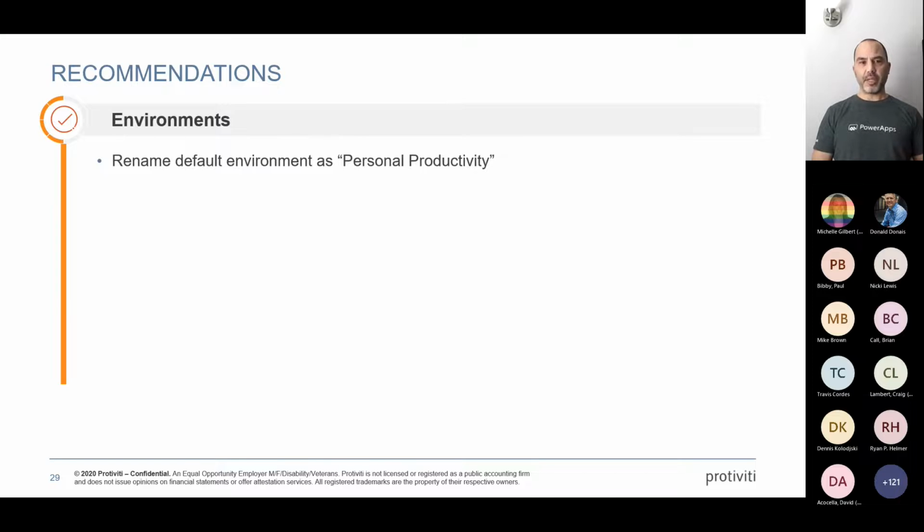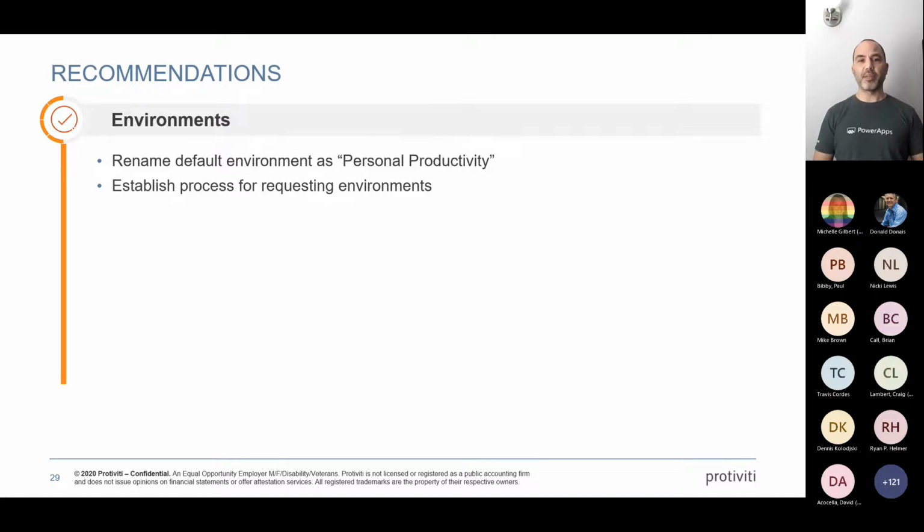So a few recommendations around the environments. The first one is your default one. Try to rename it to something so when people actually look at the list of environments, they understand that it's not intended to be used for something production. So something like personal productivity is a good name.